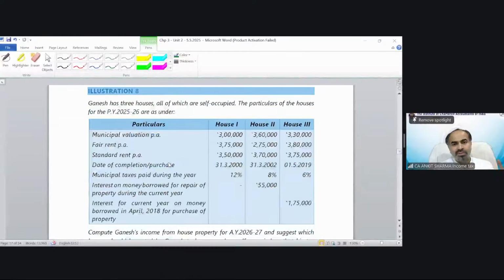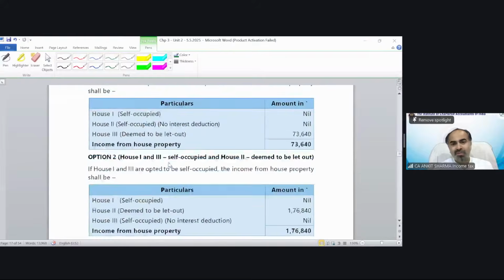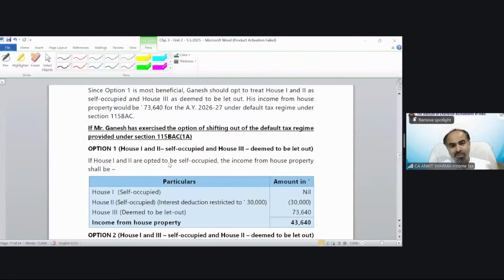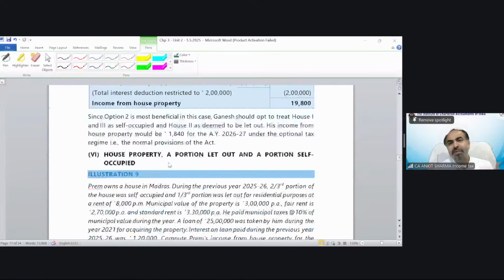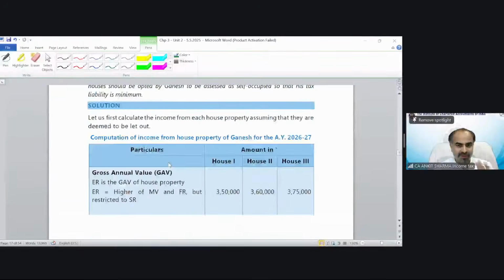Illustration number 8 asks you to solve this question under both regimes, once under the deemed default tax regime and then under the optional tax regime. So you will see the solution is huge, but technically there is nothing complicated because we are just repeating the same provision again and again. Let me show you how to solve it.